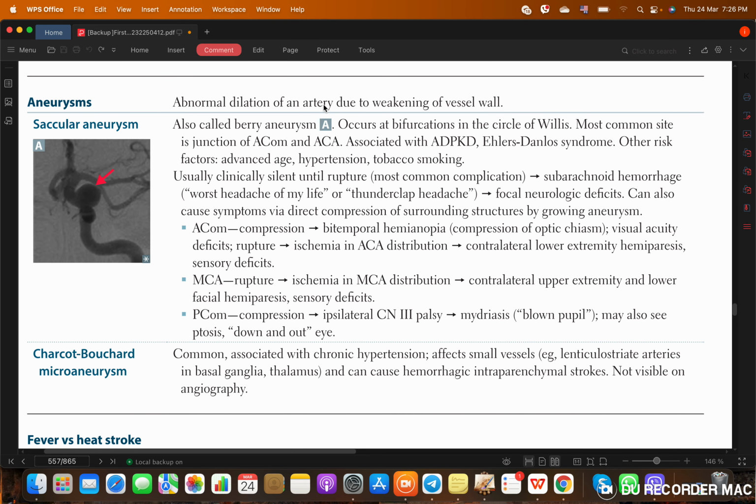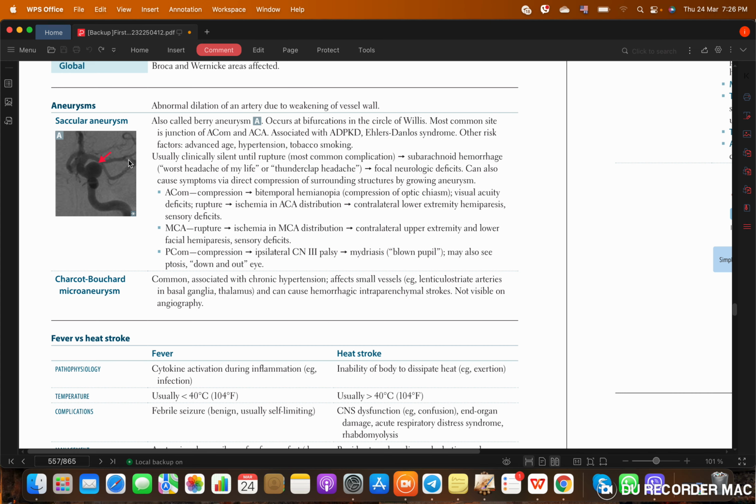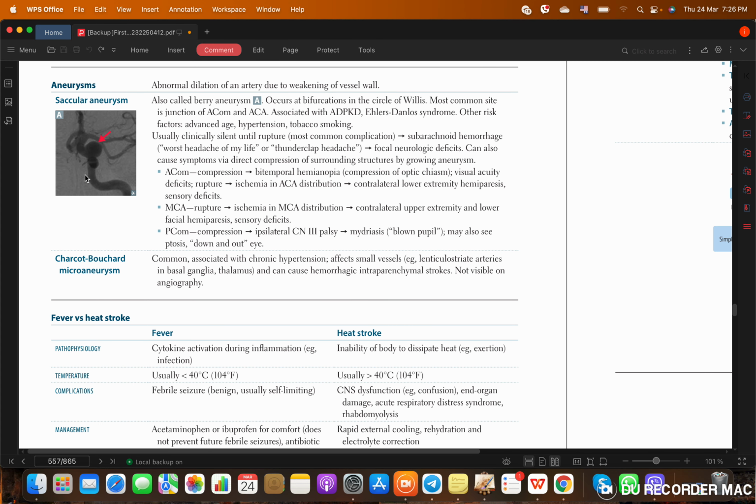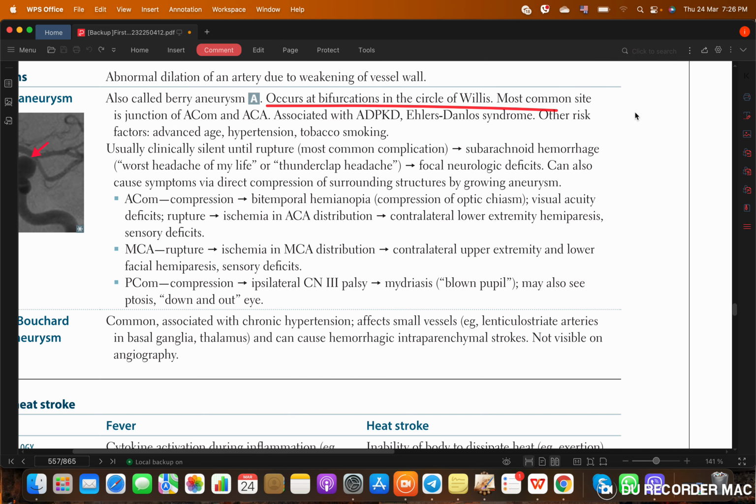Aneurysms: abnormal dilatation of an artery due to a weakening of the blood vessel. We have saccular aneurysms, and we have the Charcot-Bouchard microaneurysms. Make a quick note, saccular aneurysms are big, Charcot-Bouchard aneurysms are super small. So saccular aneurysm, also known as berry aneurysm, occurs mostly at the bifurcation of the vessels, at the circle of Willis. So the most common site is the junction of the anterior communicating artery and the anterior cerebral artery.